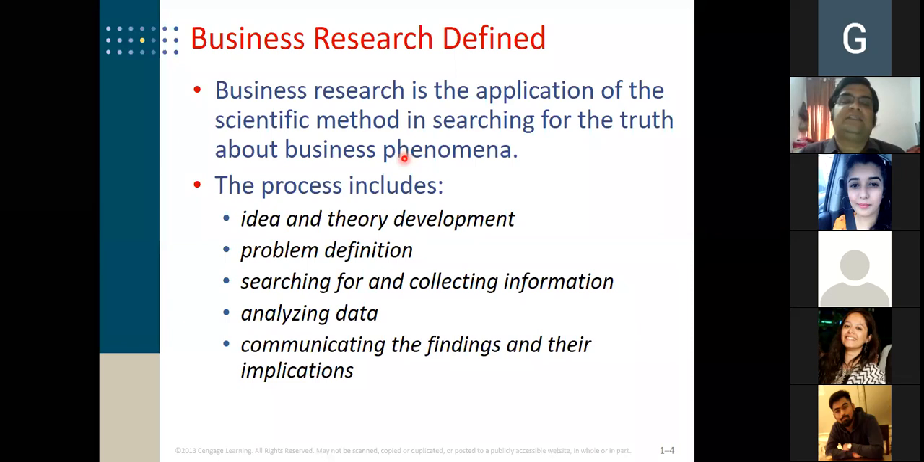Why we call it scientific method is that if we want to, so hypothesis, I think you are clear. See, various quants concepts need to be cleared actually.